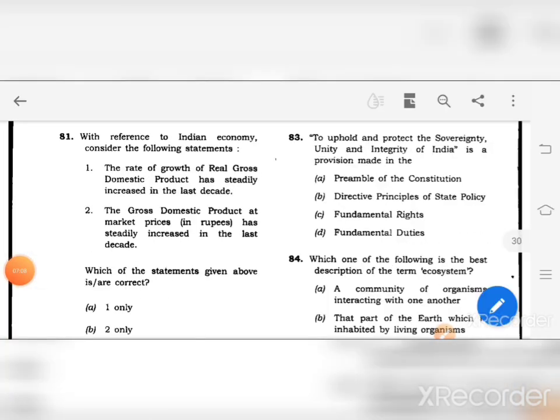To uphold and protect the sovereignty, unity and integrity of India is a provision made in the: option A, preamble of the Constitution; option B, directive principles of state policy; option C, fundamental rights; option D, fundamental duties. So you can even give your answers in the comment section below. The answer for this question will be option D.